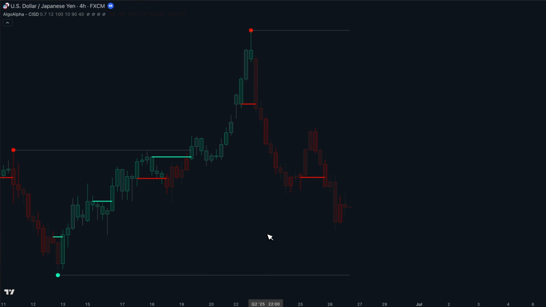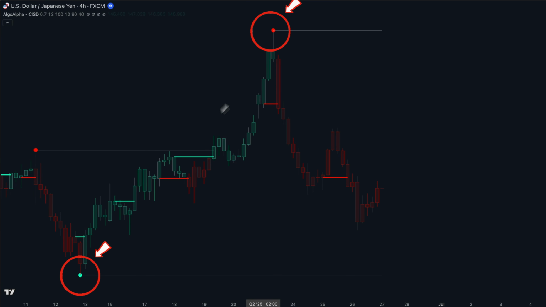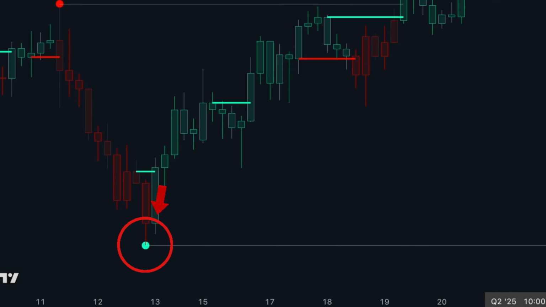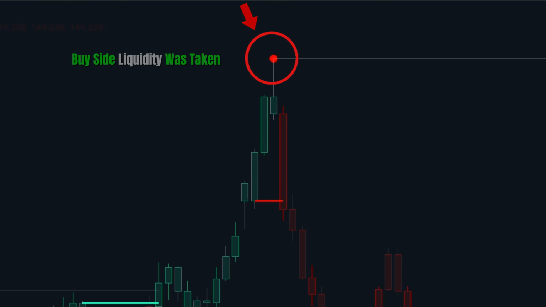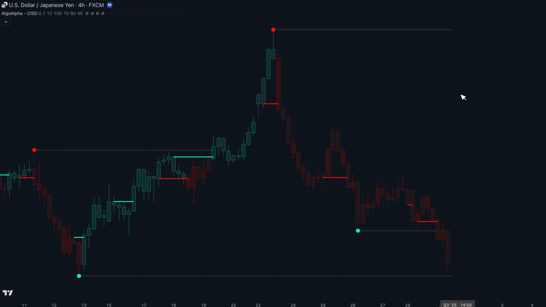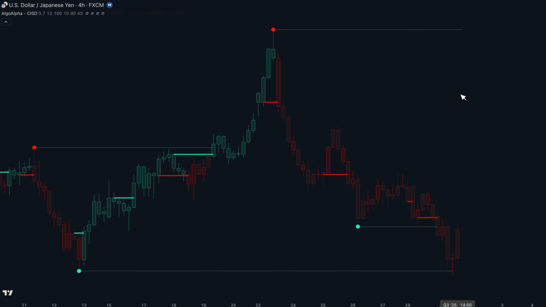You'll also see small dots printed at swing highs and swing lows. These dots highlight where liquidity is taken. A dot at a swing low means sell side liquidity was taken. A dot at a swing high means buy side liquidity was taken. Dots do not mean buy or sell. They simply show where the market grabbed orders before making a decision.